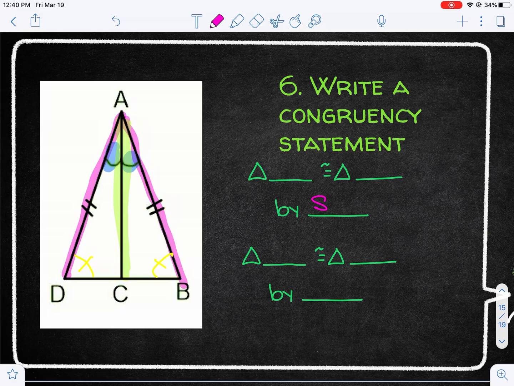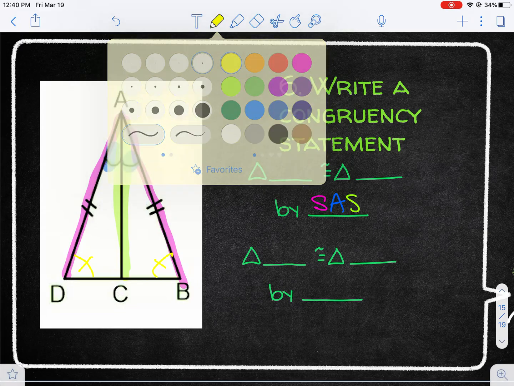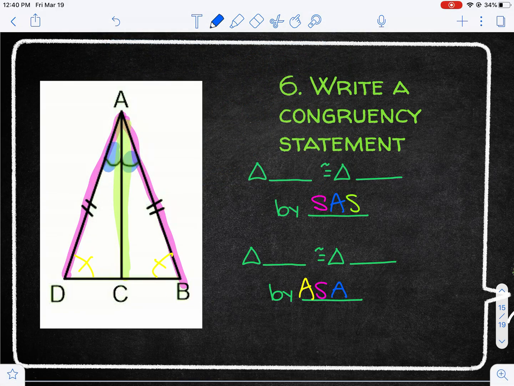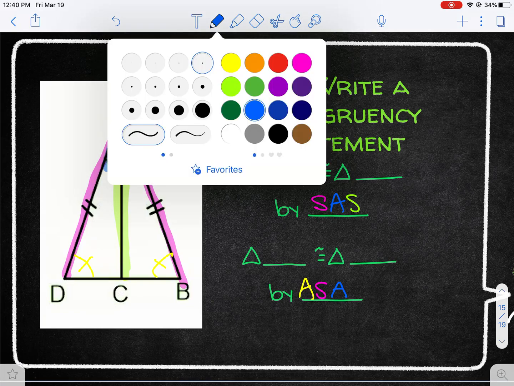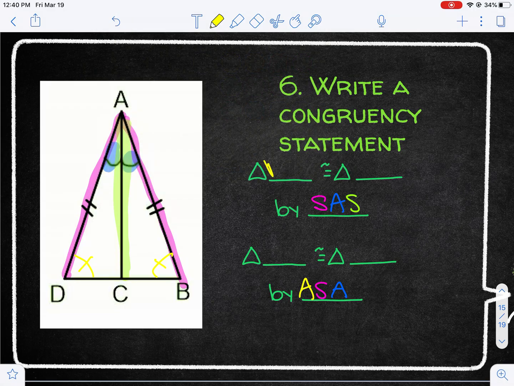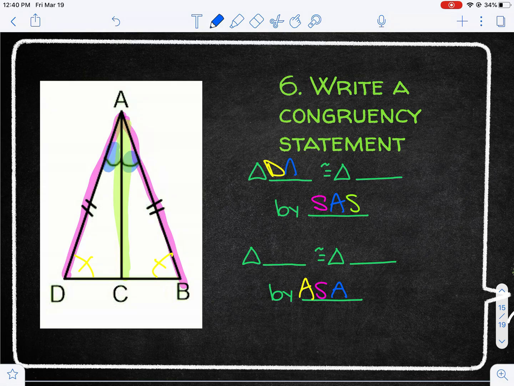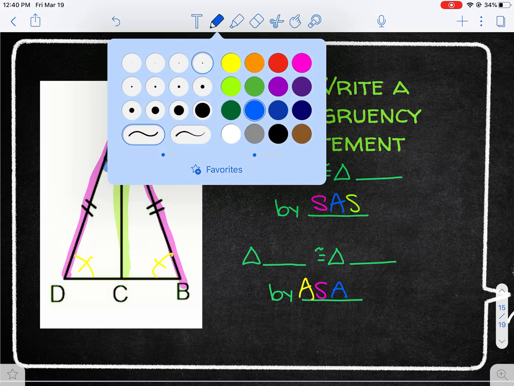So I could do side, angle, side, or I could do angle, side, angle. Either way, I'm going to have triangle DAC congruent to BAC.